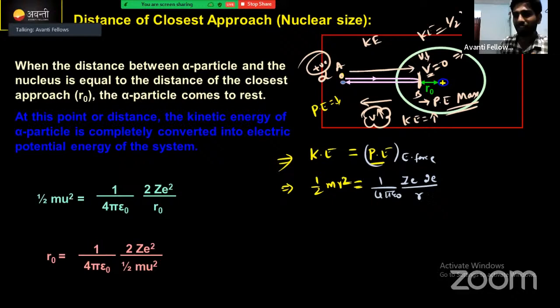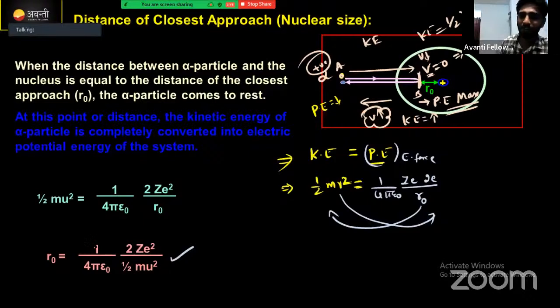Equate this. Here r is nothing but the closest approach, so we need to replace it by r naught. Take this r naught to the left-hand side and the kinetic energy to the right-hand side. Then we will get the final answer, which will be like this: r naught equals 1/4πε0 times 2Ze squared divided by the kinetic energy. Clear? This is called the closest approach.